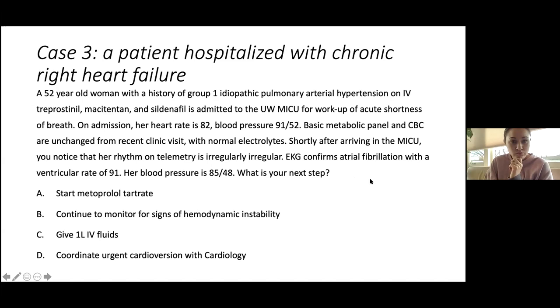Shortly after she arrives in the MICU, you notice that her rhythm on telemetry is irregularly irregular. An EKG confirms atrial fibrillation with a ventricular rate of 91. Her blood pressure is 85 over 48, so slightly lower, but kind of unchanged. What is your next step?